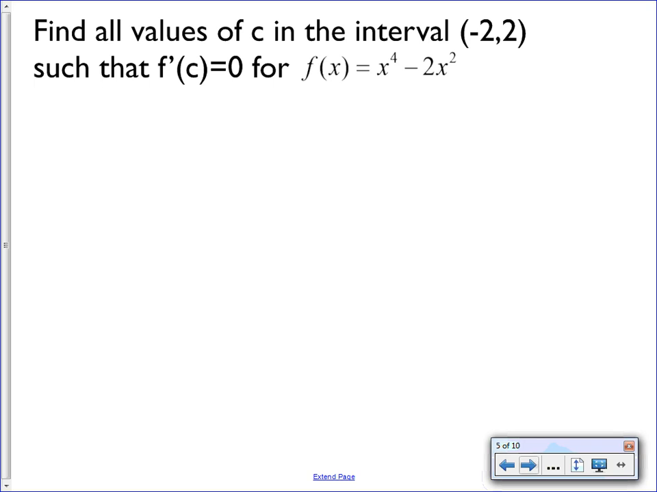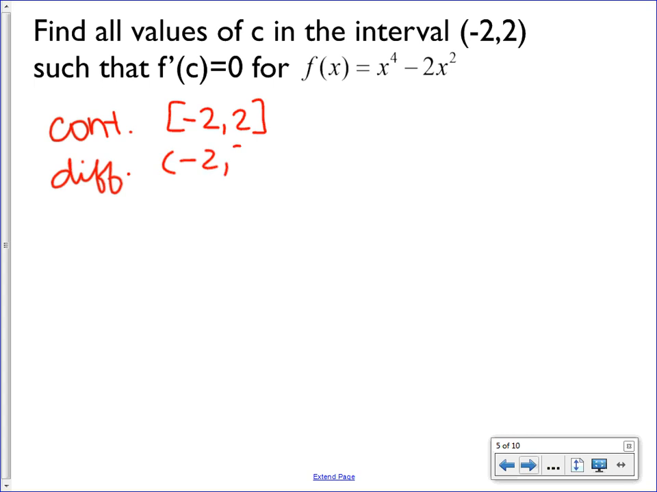Now I want to find c values in the interval -2 to 2 that make our derivative 0 for x to the 4th minus 2x squared. Okay. Are we continuous on the closed interval? Yes. It's a polynomial. Are we differentiable on the open interval? Yes, it's a polynomial.